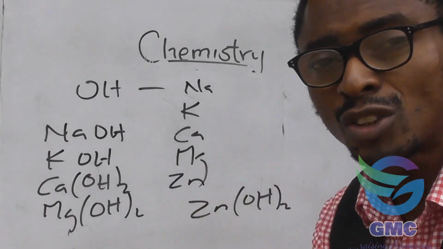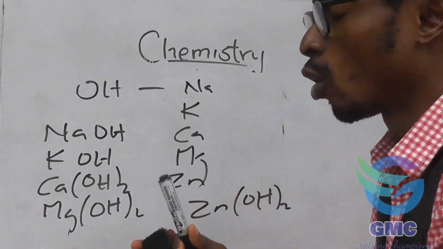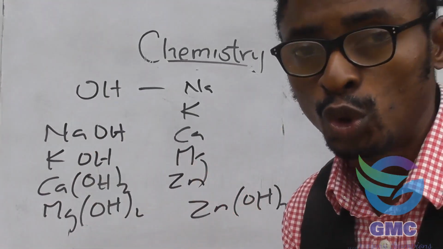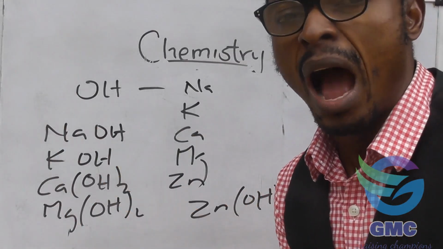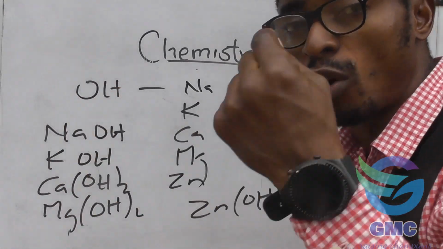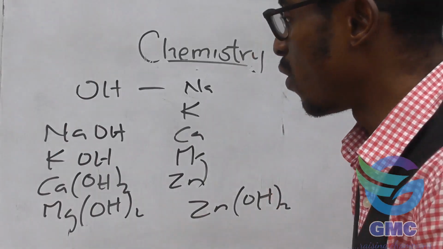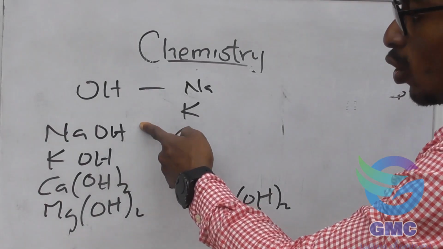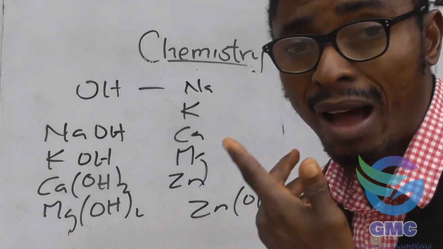So when metals combine with oxygen, they produce bases. When metals combine with hydroxide, they produce bases. So when you see anything like it, it's a base. However, any of these which can dissolve in water, that means which is soluble in water, is termed an alkaline. For example, sodium hydroxide, potassium hydroxide, and calcium hydroxide are soluble in water, so they are called alkalines.